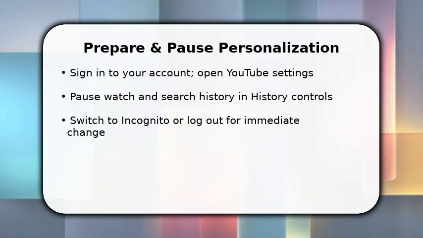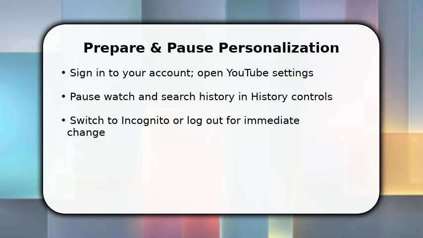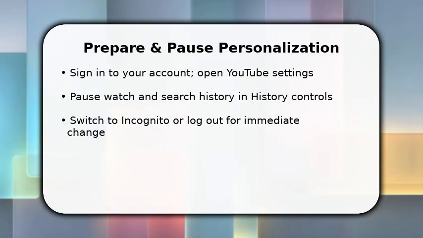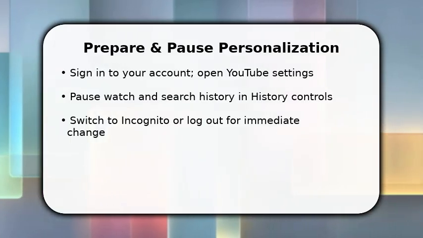You start by stopping the data YouTube uses right now. Open Settings, go to History Controls, and pause both Watch and Search History. This prevents new signals from shaping recommendations.